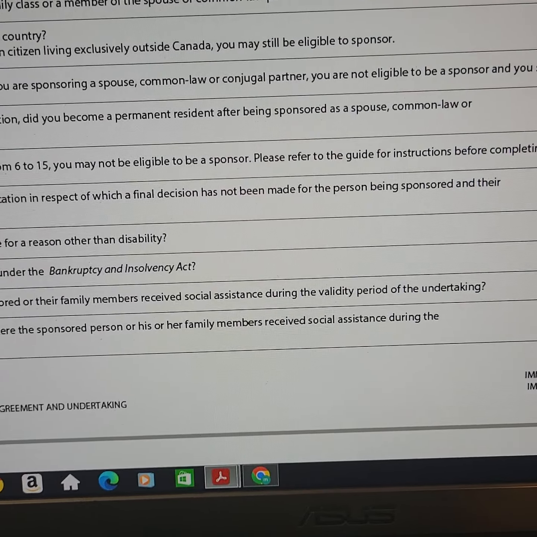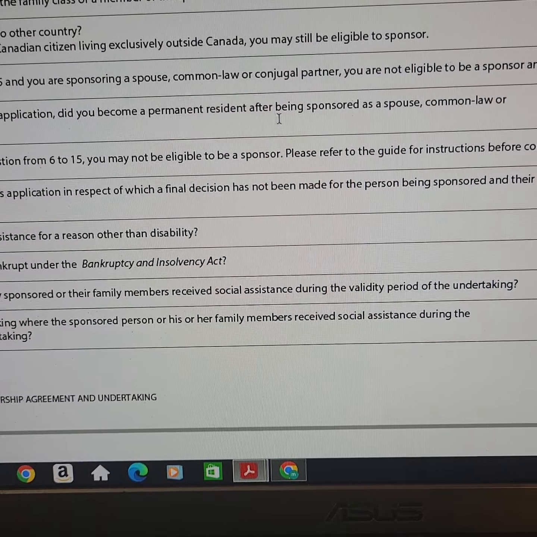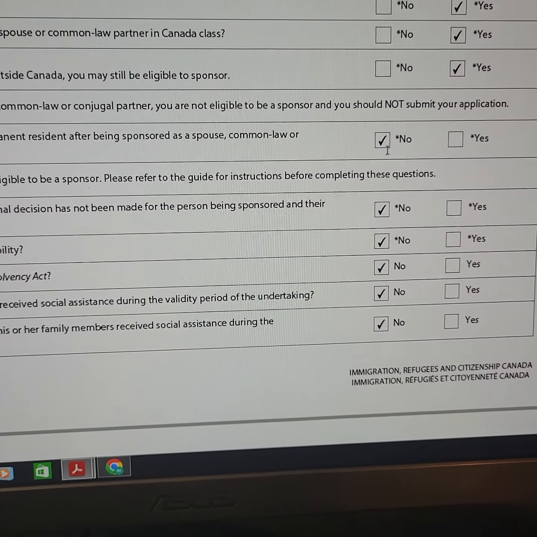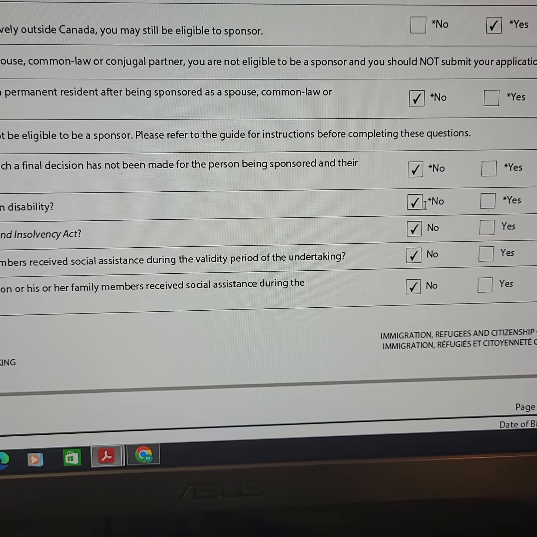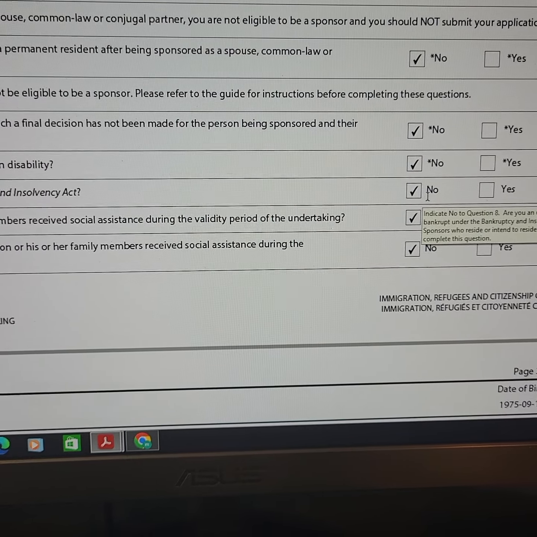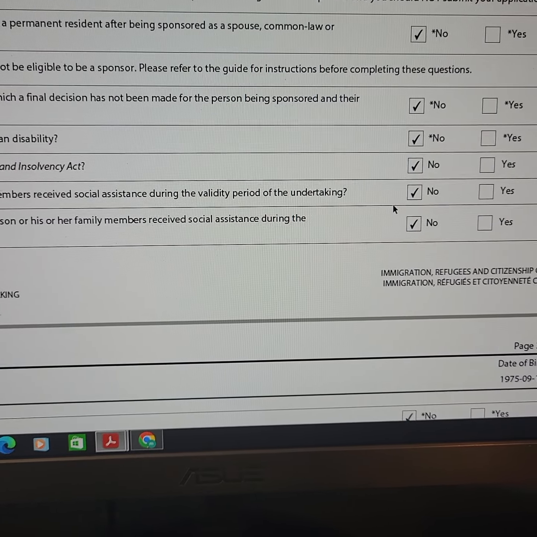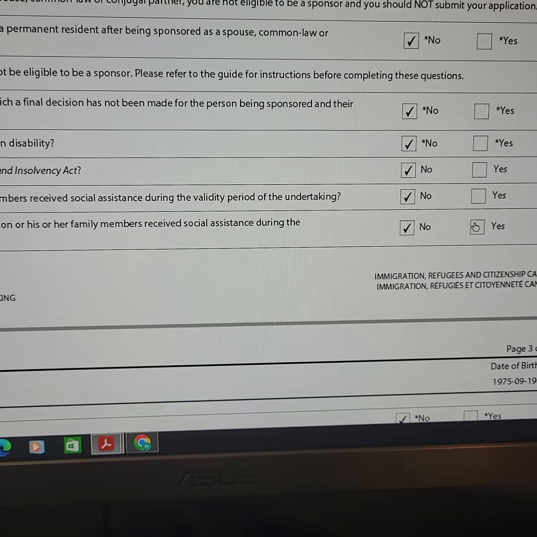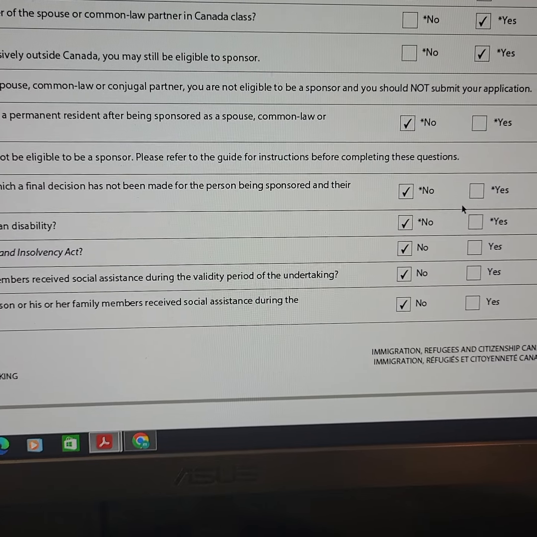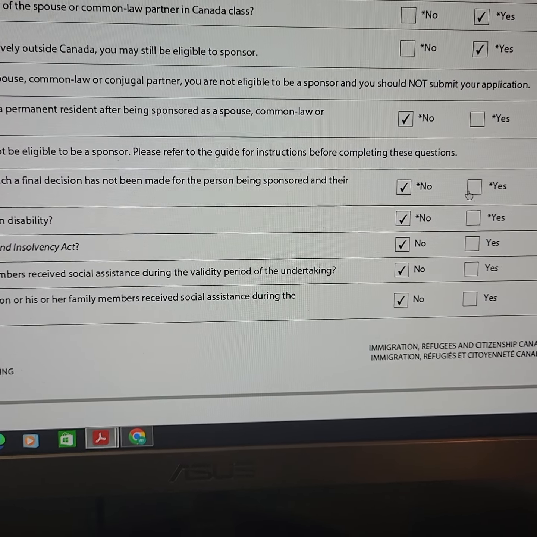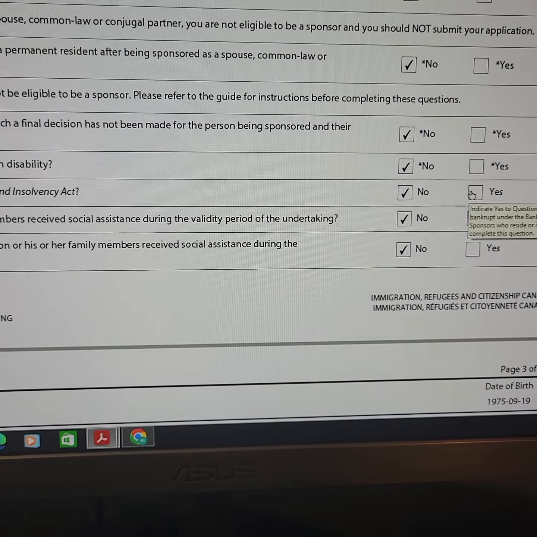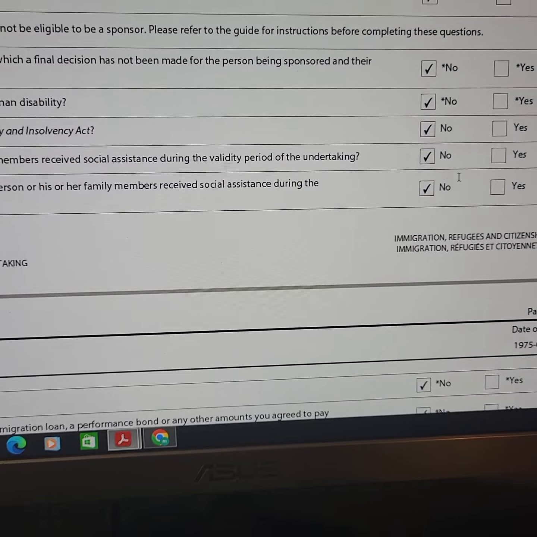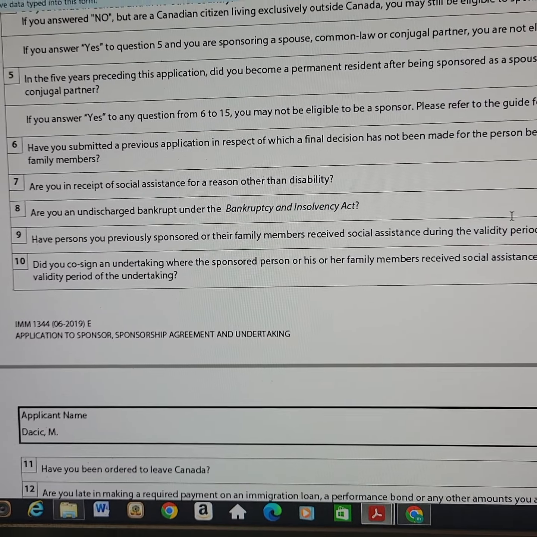The next one will be: in the 5 years preceding this application, did you become a permanent resident after being sponsored as a spouse, common-law, or conjugal partner? I clicked no, and all the answers on the bottom have to be no as well in order to be eligible to be a sponsor. If any of the answers are yes, obviously you won't be eligible, but make sure you read the forms that will help you to see why you're not eligible. Okay.